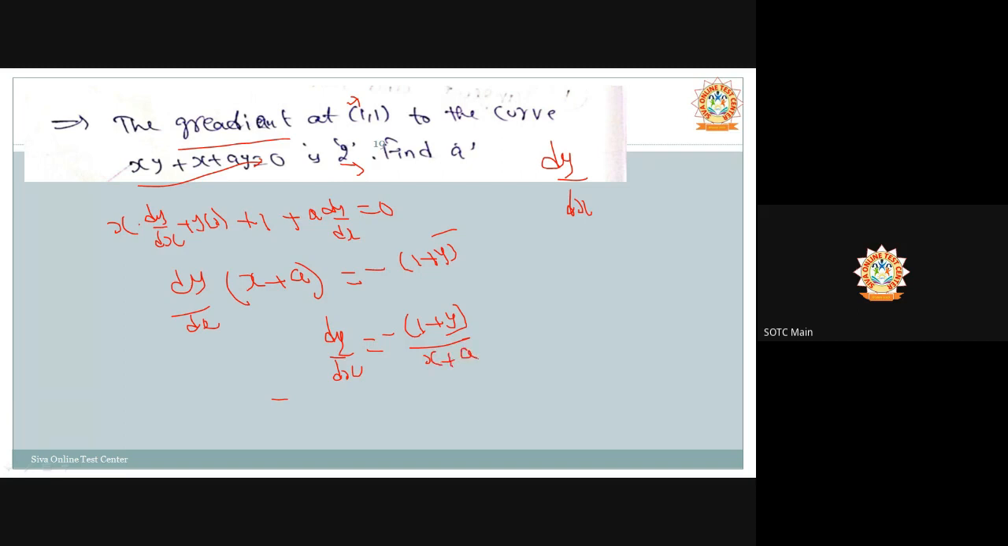And what they have given? The slope, that is 2, right? So now m is equal to 2, where m is nothing but dy by dx at the point x comma y as 1 comma 1, right? So substitute in the place of x and y as 1 comma 1 and try to find the a value, equal to 2. Substitute x and y as 1. What is the a value? Minus 2, sir. Minus 2, very good. Minus 2 is the correct answer. Clear? Yes, sir.